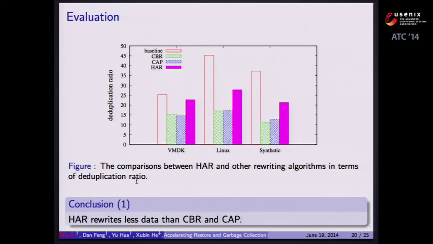This figure compares the deduplication ratio between rewriting algorithms. Since the baseline doesn't rewrite any data, it achieves the highest deduplication ratio. Since HAR identifies the sparse containers more accurately, it doesn't rewrite any out-of-order containers. It achieves a significantly better deduplication ratio than two existing rewriting algorithms, CBR and CAP. The result indicates HAR rewrites less data than CBR and CAP.